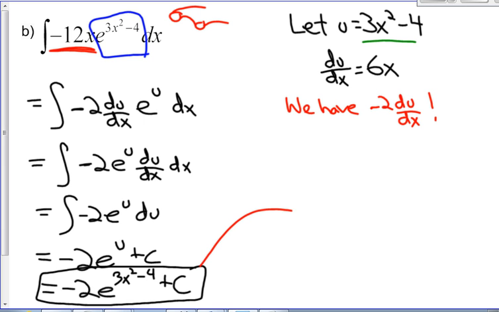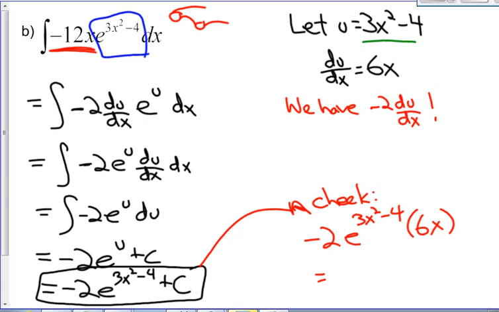Let's check it. When we differentiate an exponential, everything stays the same, but we need to be mindful of the chain rule. So we'd have negative 2 e to the 3x squared minus 4 times the derivative of the top, which is 6x. Ooh, look at that. We get negative 12x e to the 3x squared minus 4, which is exactly what we started with in the question. So we must have done it right.